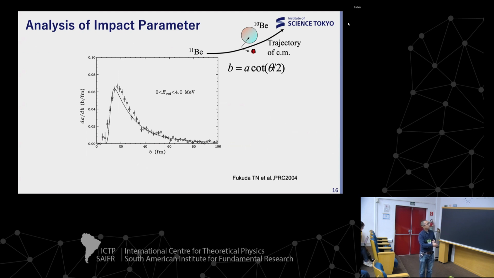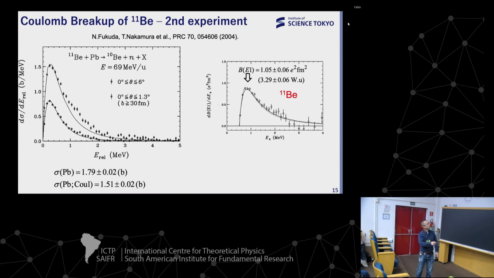Okay. So coming back to this slide, this 0 to 1.3 degrees corresponds to an impact parameter larger than or equal to 30 femtometer. If you select that, then we can safely say that the Coulomb breakup is nearly 100%. So that's why we could use it.